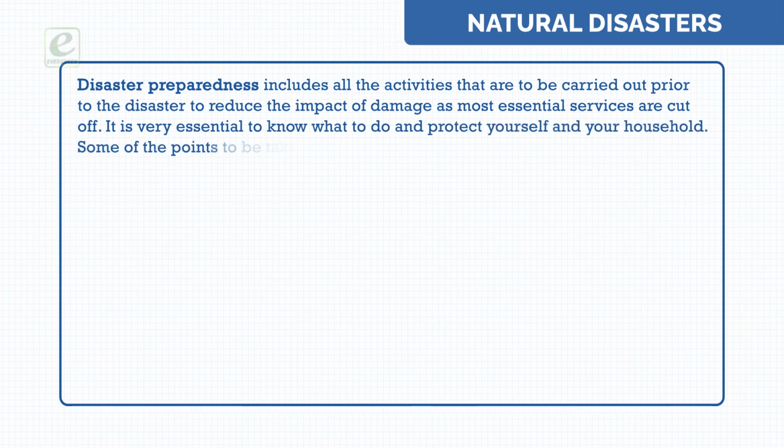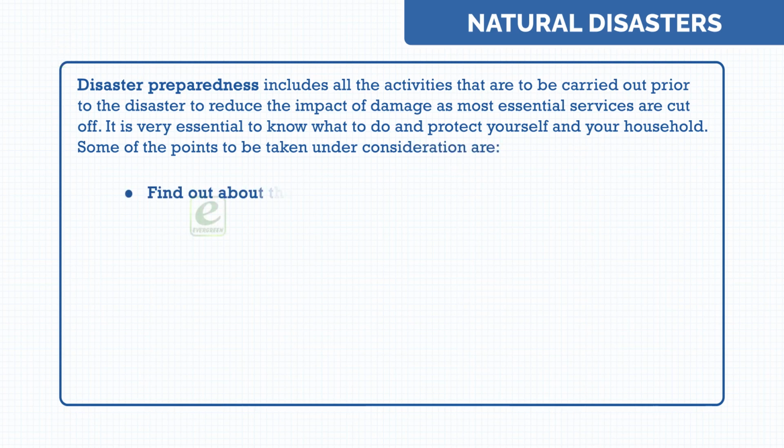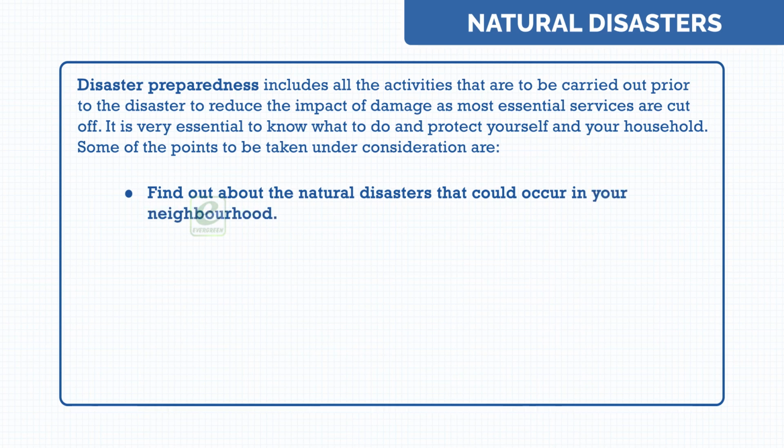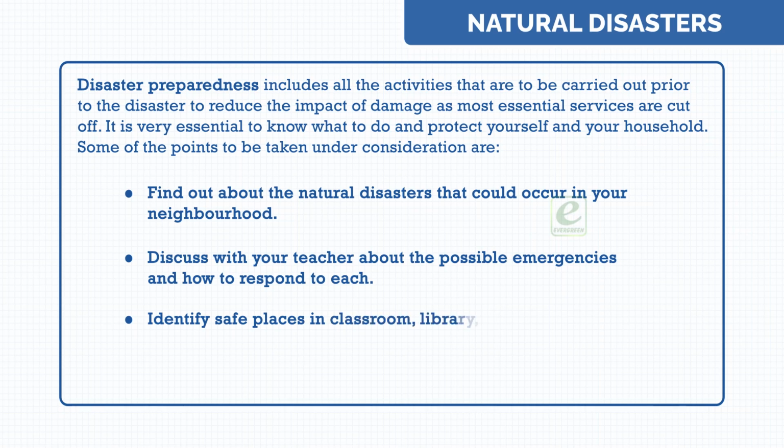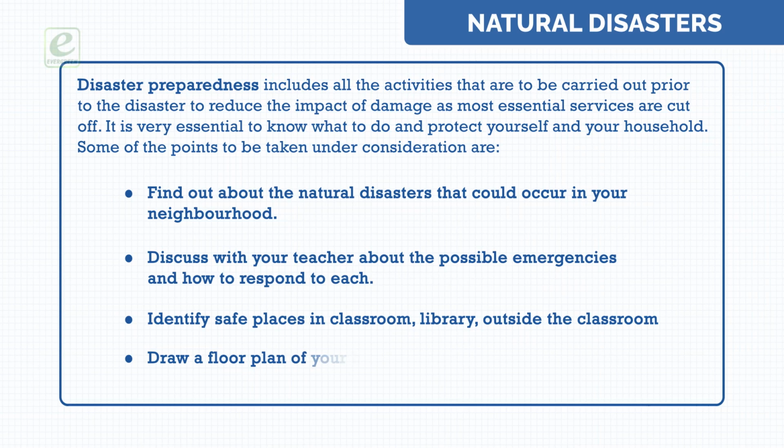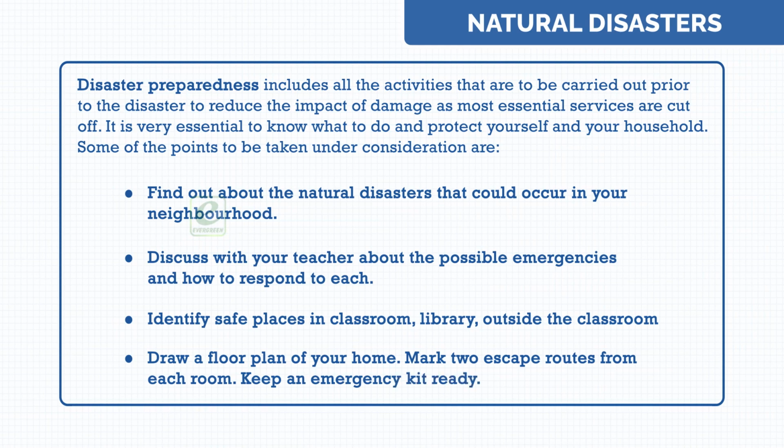Some of the points to be taken under consideration are: find out about the natural disasters that could occur in your neighborhood. Discuss with your teacher about the possible emergencies and how to respond to each. Identify safe places in classroom, library, outside the classroom. Draw a floor plan of your home. Mark 2 escape routes from each room. Keep an emergency kit ready.